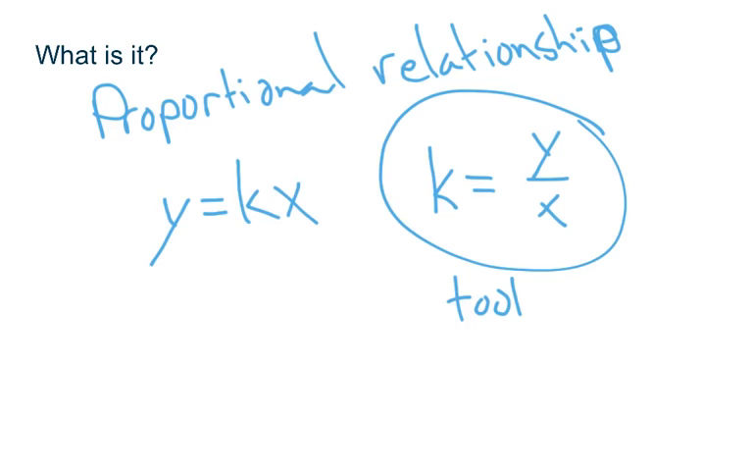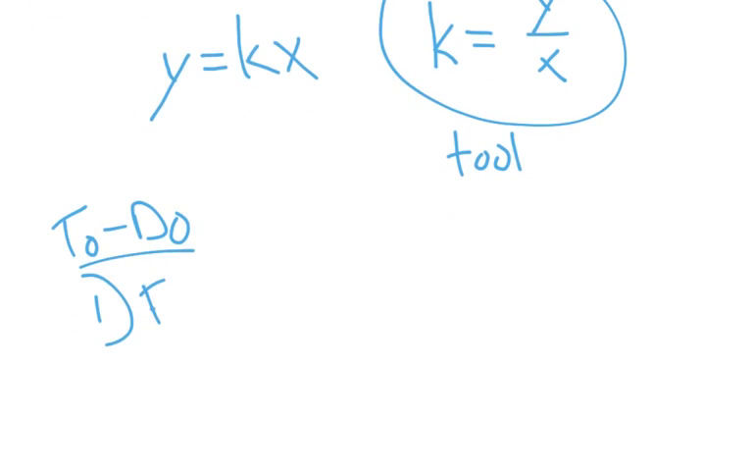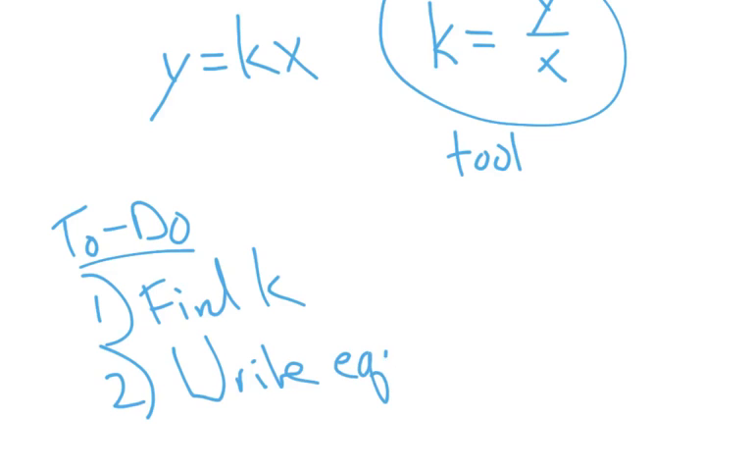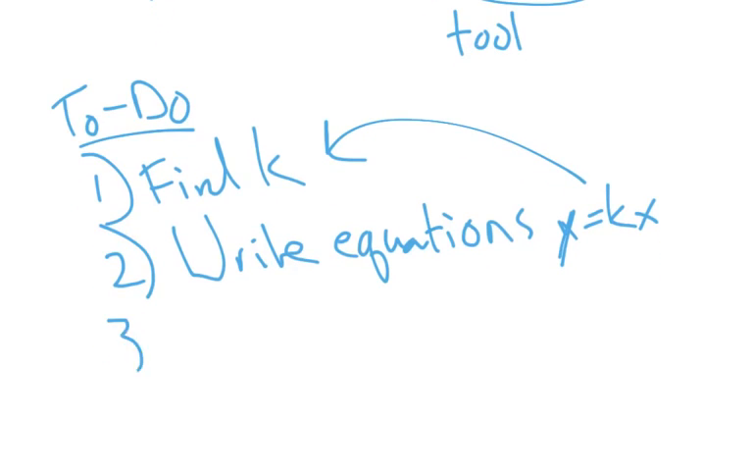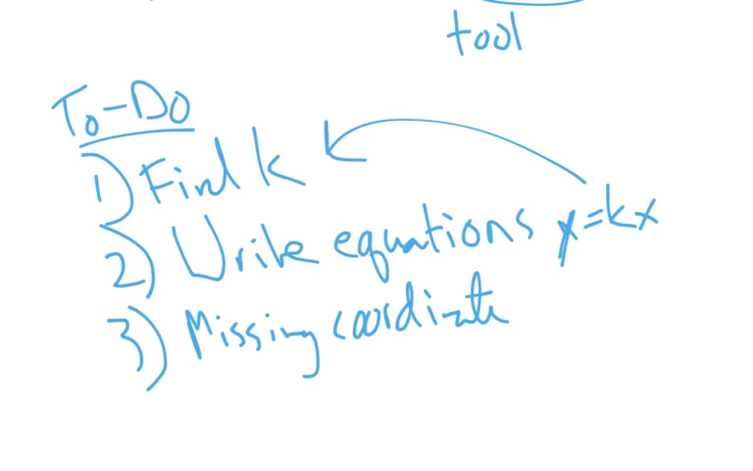And so the things that we will have to do, let's make a little to-do list here, is 1, find k. 2, you will need to write equations, but they all have to be in the form of y equals kx, and in order to do that you usually have to find k first. And then 3, there's this problem where you have to find a missing coordinate, and I'll show you an example of that a little bit later. Right now though, let's talk about finding k.